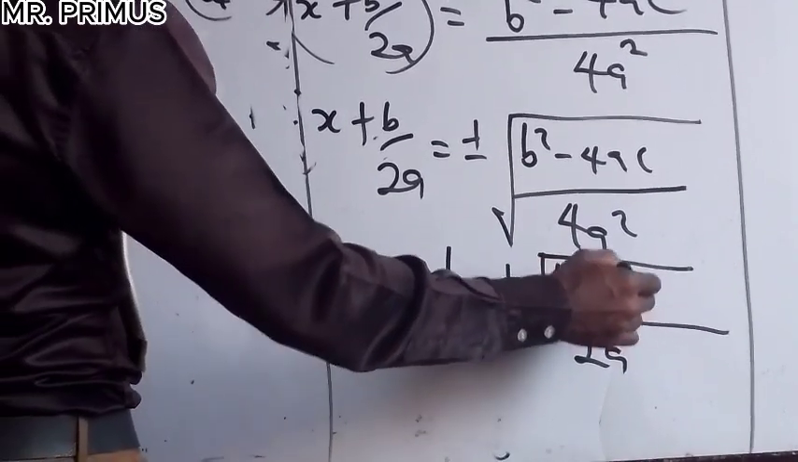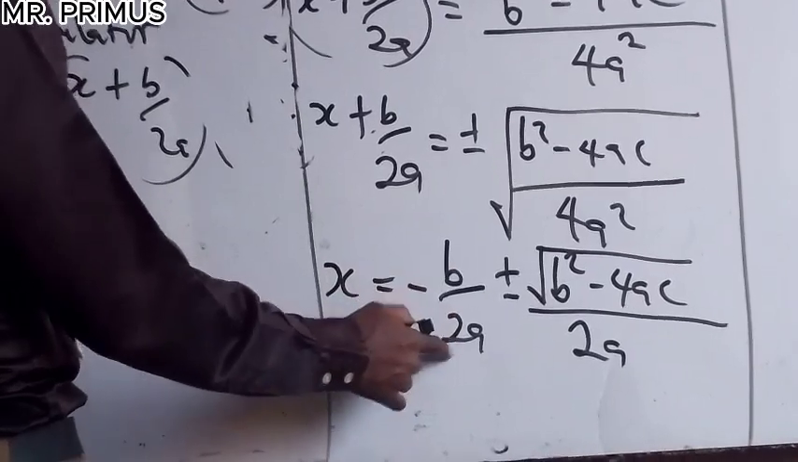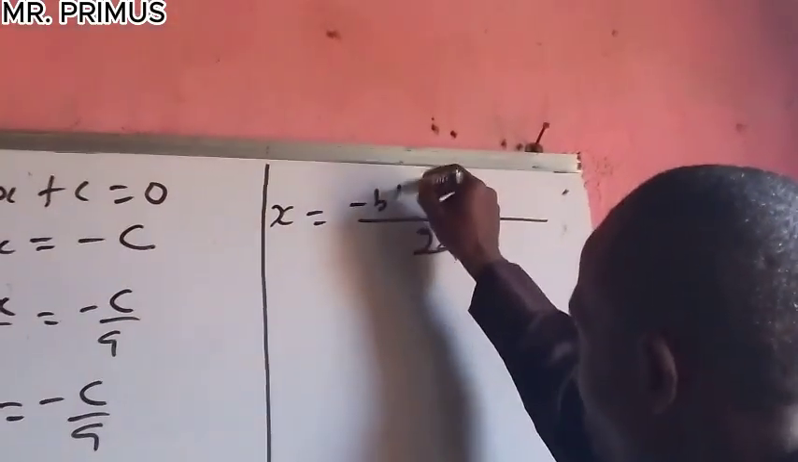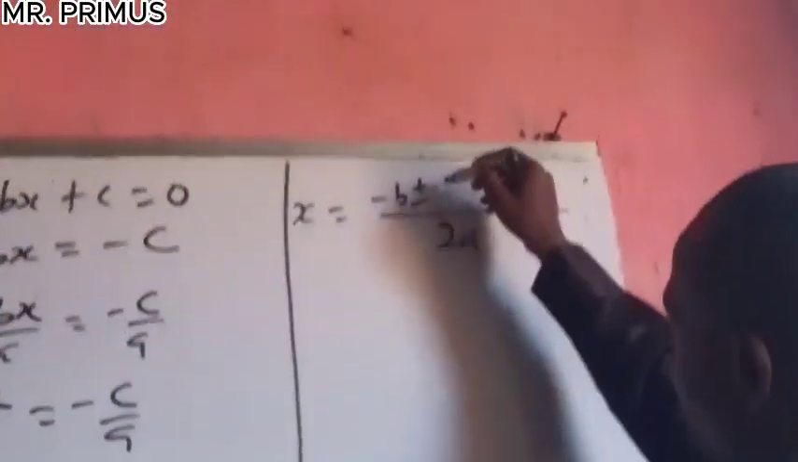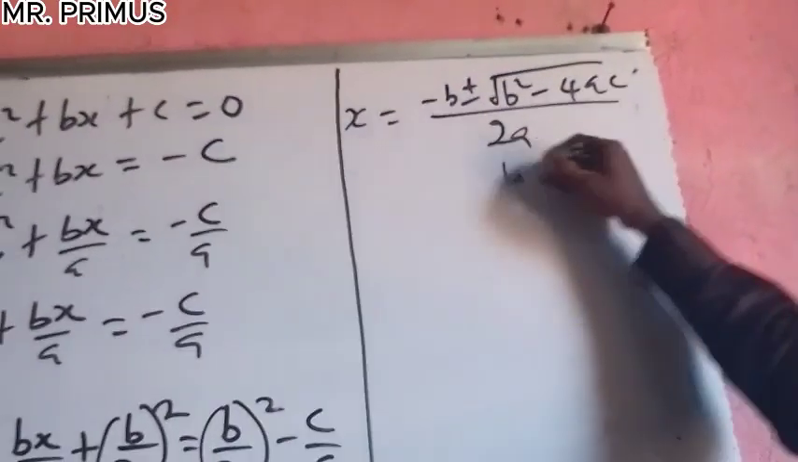B squared minus 4ac. So if we find the LCM of 2a and 2a, what is it? Let's finish it here. The LCM of 2 and 2a is also what? 2a. 2a divided by 2a, 1 times minus b plus or minus this divided by this, 1 times all this, the square root of b squared minus 4ac.